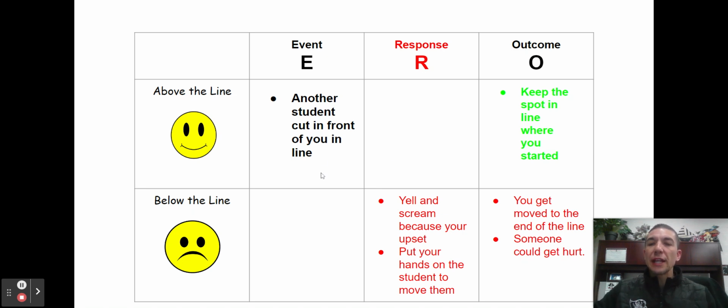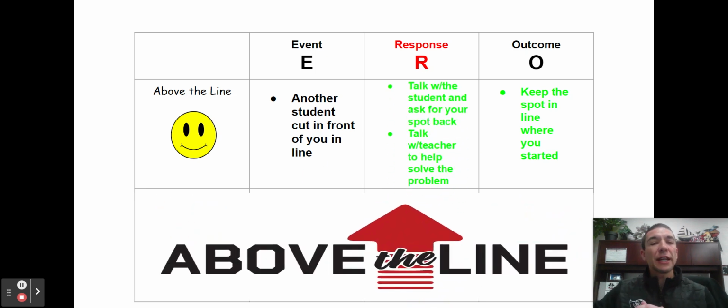So even though we didn't control the event of another student cutting in front of us, we can still control our response. And we want to try and respond above the line. So when that happens, we could choose to then talk with the student and ask for our spot back, or even talk with a teacher to help solve that problem if it didn't work. And if we're responding above the line, better chances are we'll get that above the line outcome. Now, those two outcomes, the above the line and below the line outcomes, were very different, but they were all about the same event we did not control in the first place.